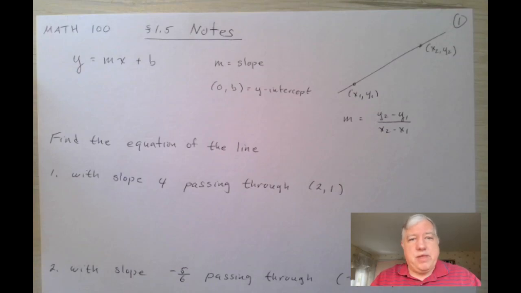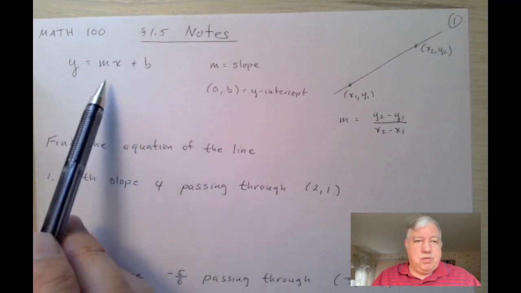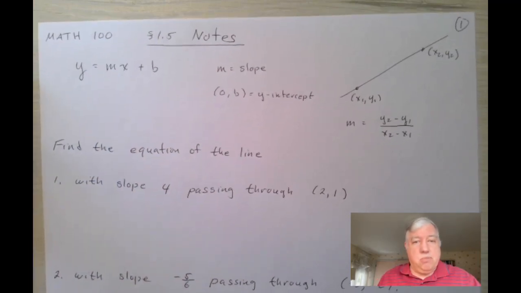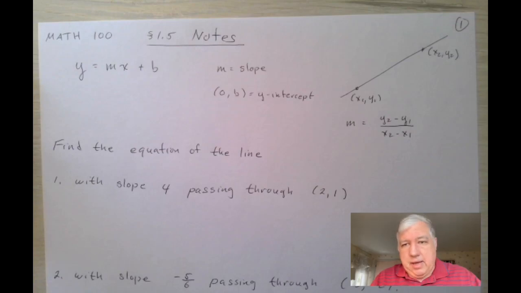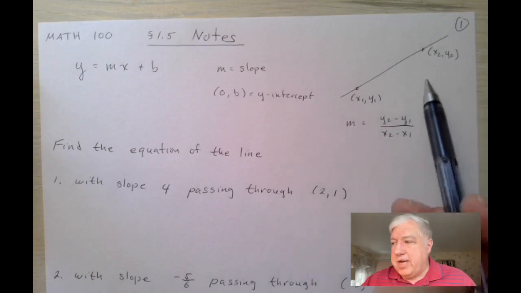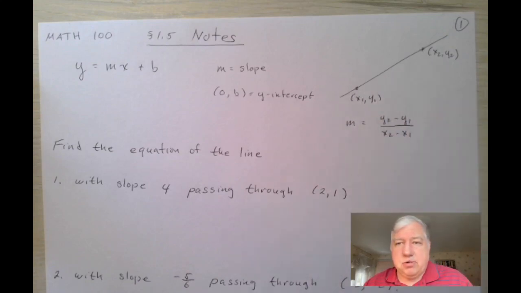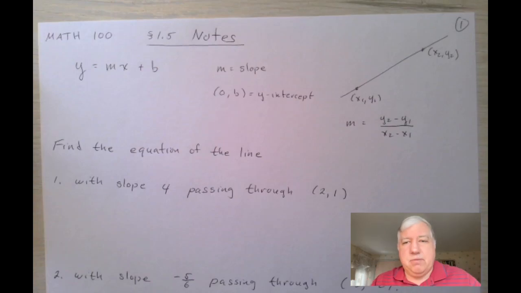And we know that the equation of a line has this form: y equals mx plus b, where m is the slope and b denotes the y-intercept. More specifically, the y-intercept is the point (0, b). And we already know what the slope represents. If we take any 2 points on a line, it doesn't matter which points, the difference in the y-coordinates divided by the difference in the x-coordinates is going to be the slope.